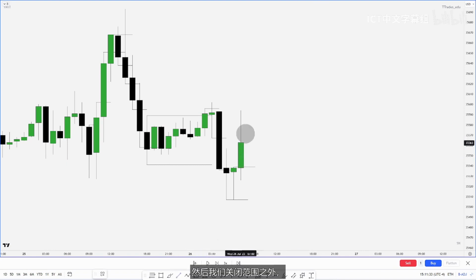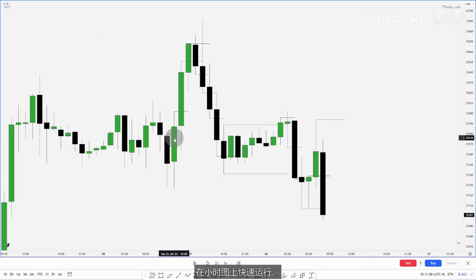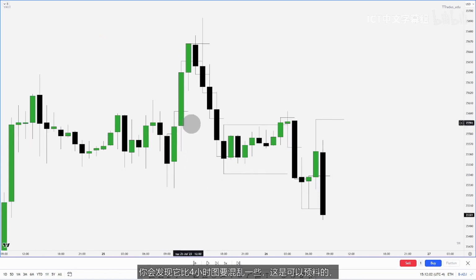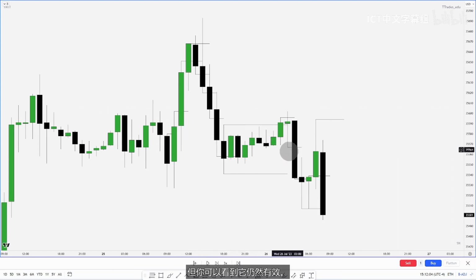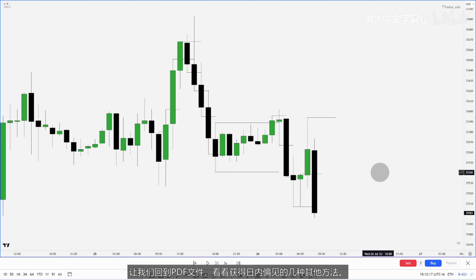And we close outside, reach for this previous high. With that quick run through there on the hour chart, you can see it's a little bit more messy than the 4 hour chart, which is expected, but you can see that it still does work. However, there are times where it is going to fail. Let's get back to the PDF and look at a few other ways to get intraday bias.